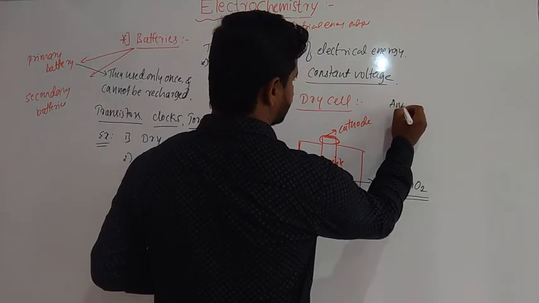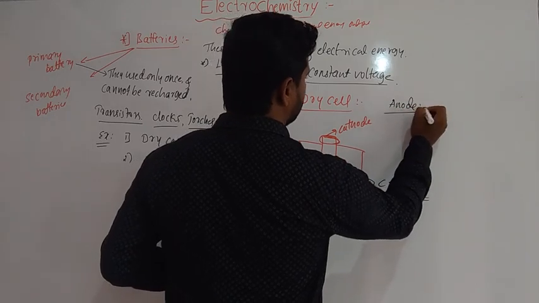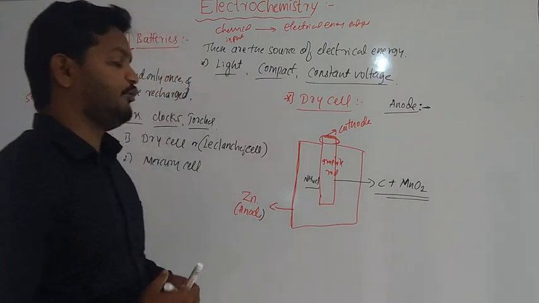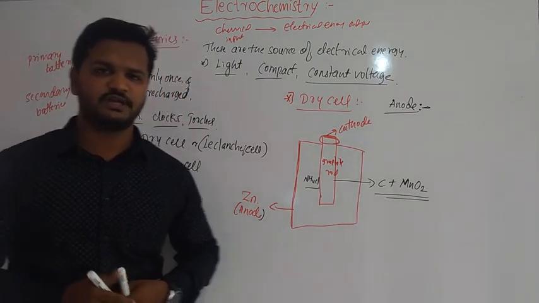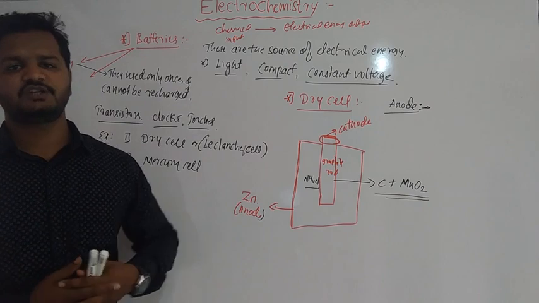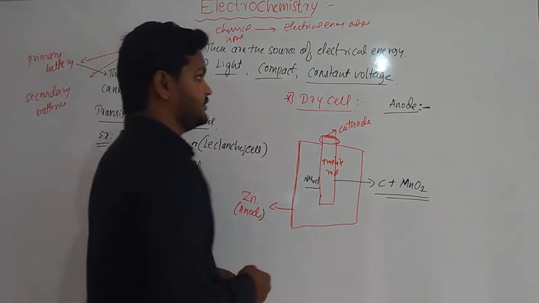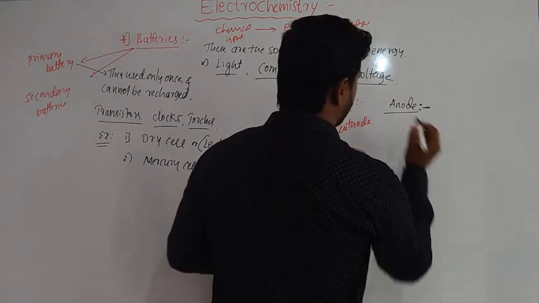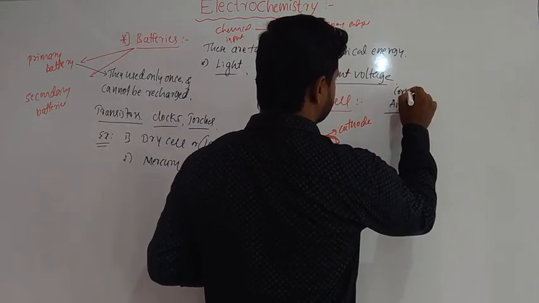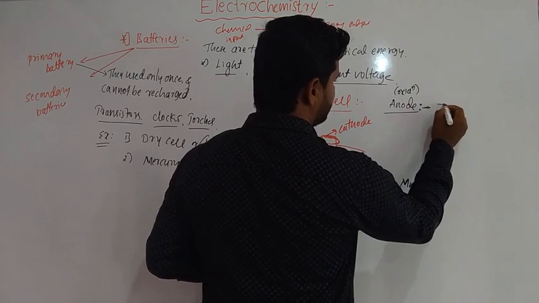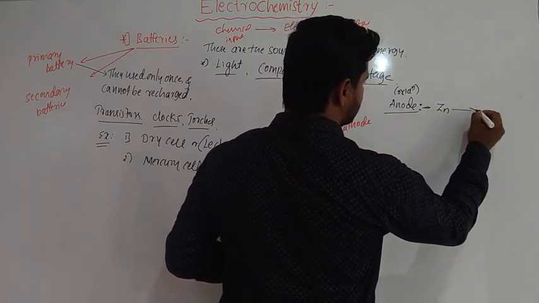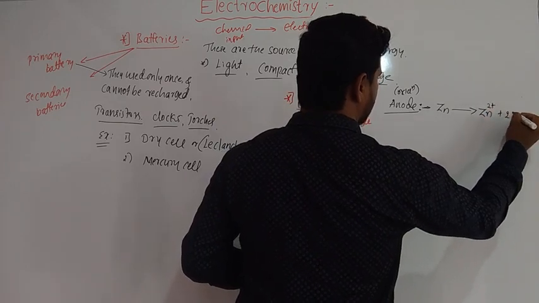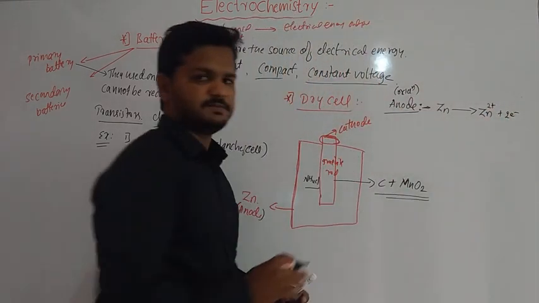First one, anode reaction. So students, in last class we already discussed about cathode and anode reactions. In anode, oxidation reaction takes place. In cathode, reduction reaction takes place. So first one, anode. Here, which is the anode? Zinc. In anode, always oxidation reaction takes place. So anode, zinc, it loses 2 electrons and it becomes Zn2+, because here oxidation reaction takes place.